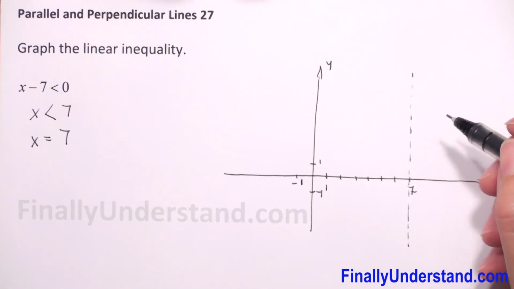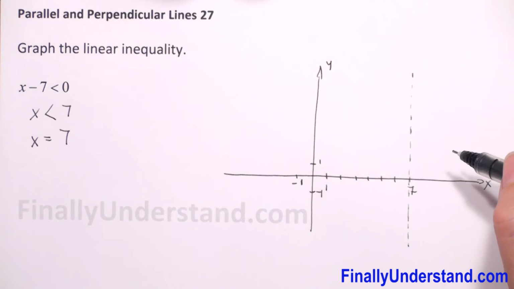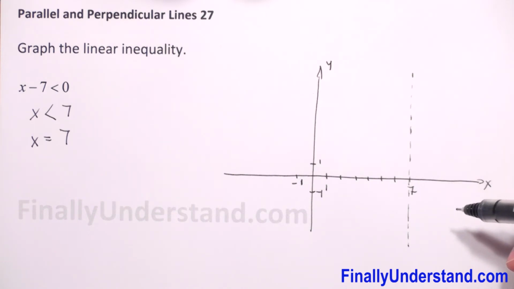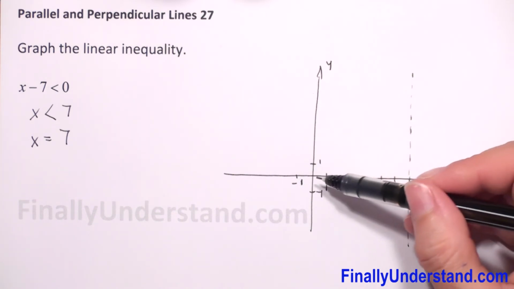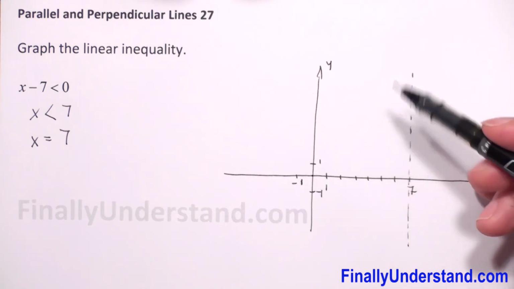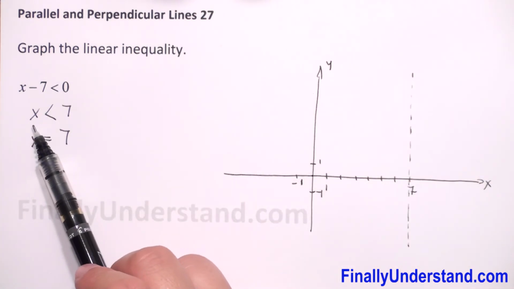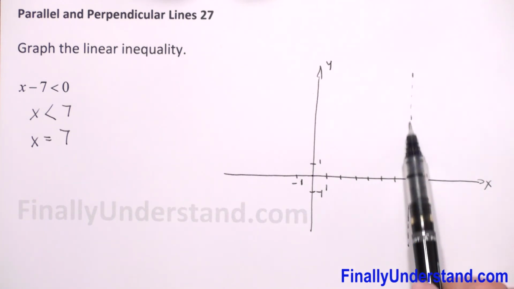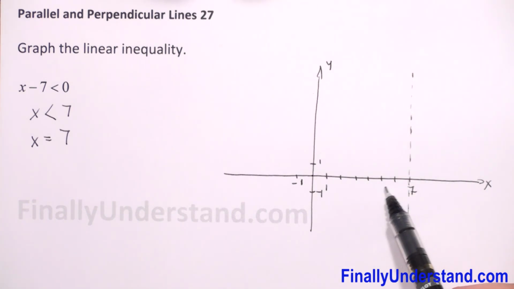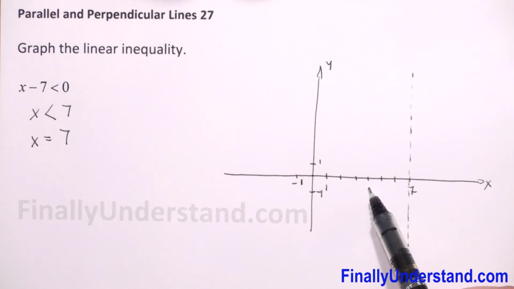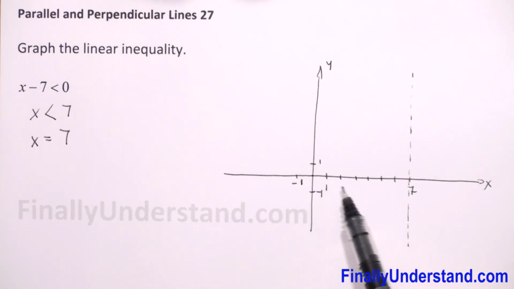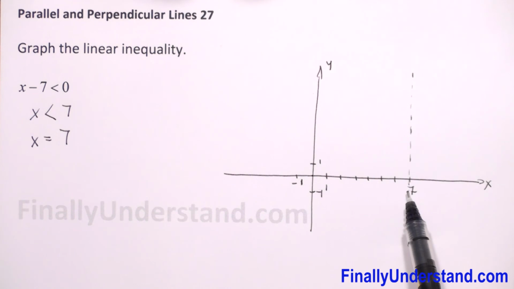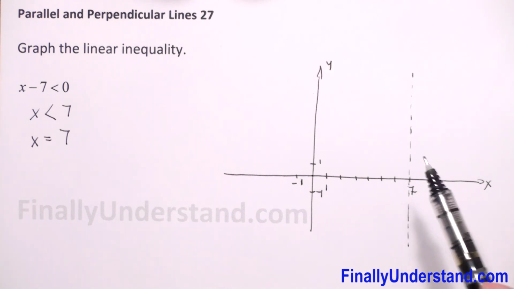So now we have to decide where to shade. We can use the point 0, 0, or if you look at our inequality, we have x is less than 7. Where is x less than 7? It's on the left side of our dashed line, because here is 6, 5, 4, negative 1. These numbers are less than 7, smaller than 7.